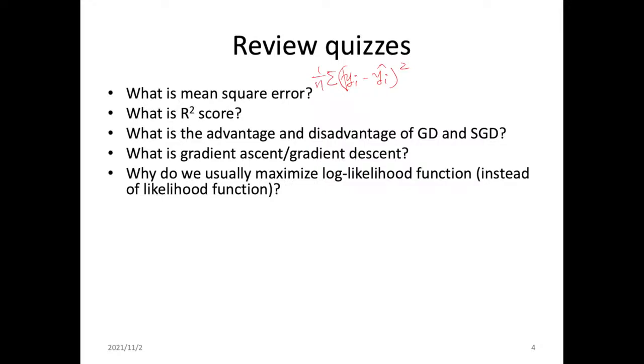So why do we usually maximize the log likelihood function instead of the likelihood function? First, the thetas that maximize the likelihood function are the same as the thetas that maximize the log likelihood function. So we could do either one of them. And we usually use the log likelihood function because when we take the log, the multiplication becomes summation.